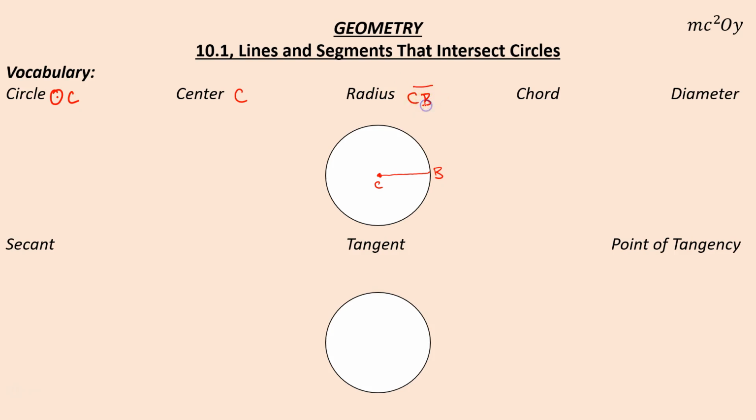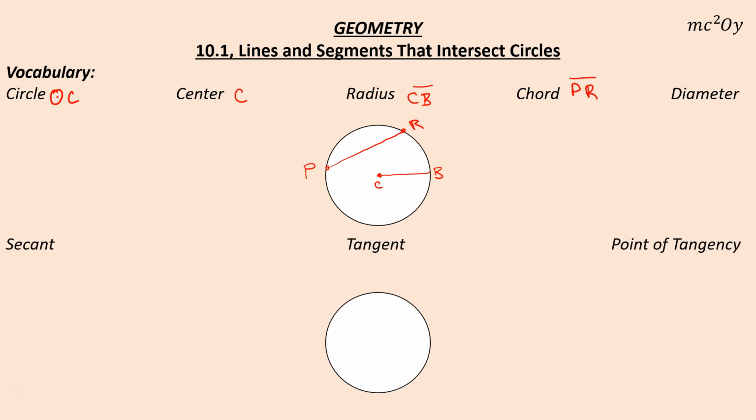And then a chord is a segment that connects any 2 points on a circle. So for instance, if I had that right there, that is an example of a chord. So in this case, actually, let's call this R, excuse me. So we'll call this PR. That is a chord, segment PR.